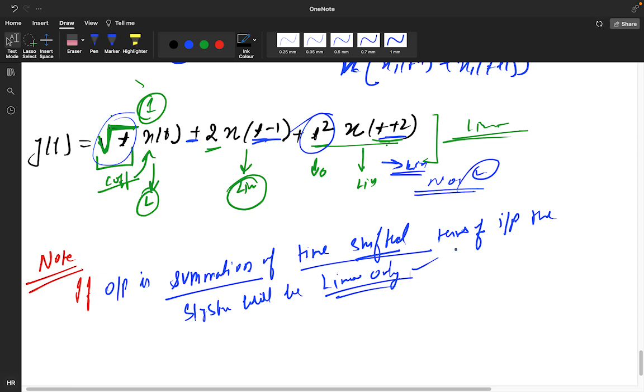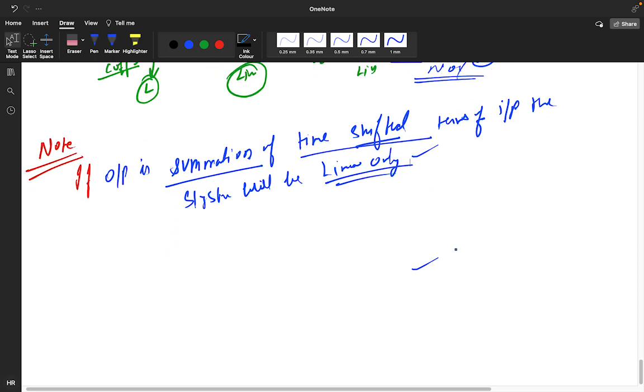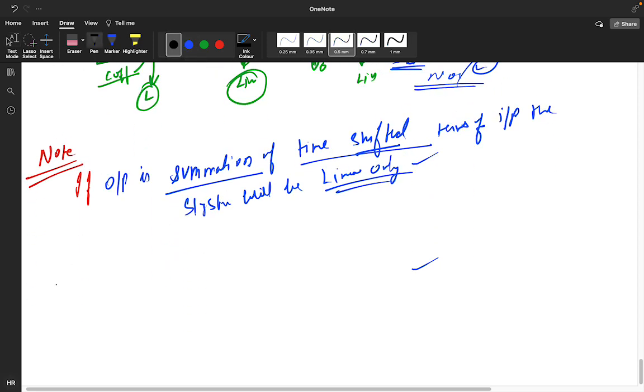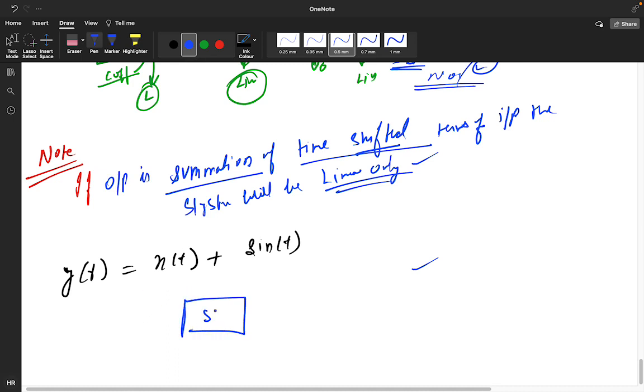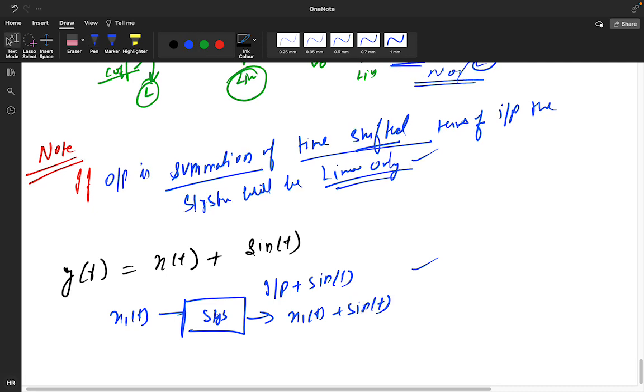Now I will give you one example of non-linearity. See, y of t equals x of t plus sine t. This kind of system is a non-linear system. How so? Check it. What is the meaning of the system here? The system is adding my input with sine t. If I apply x1 of t, what output will I get? x1 of t plus sine t, right?